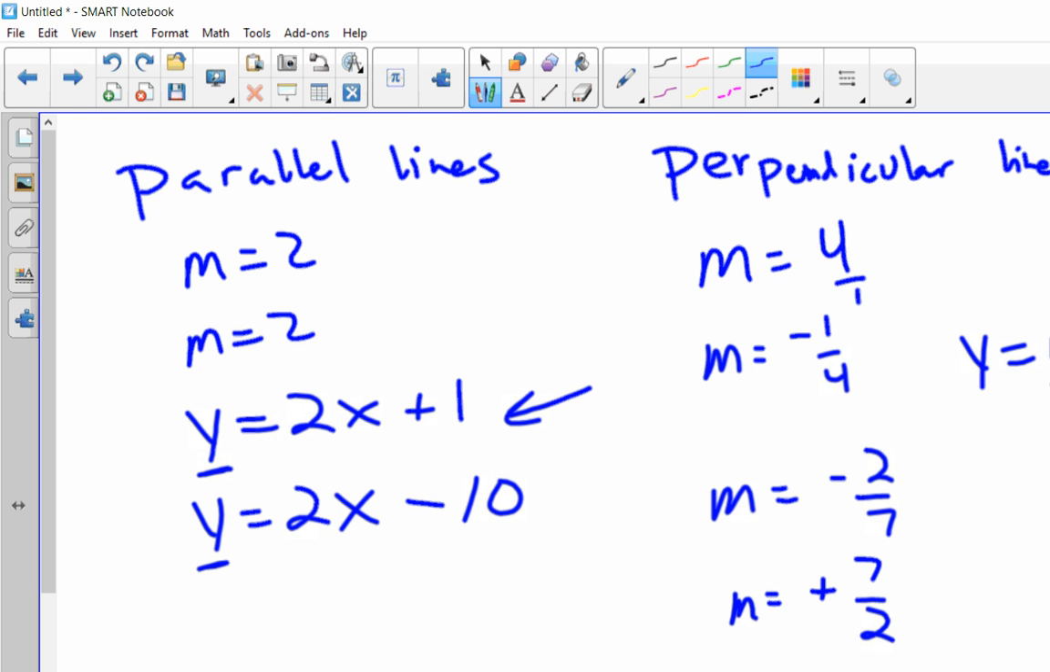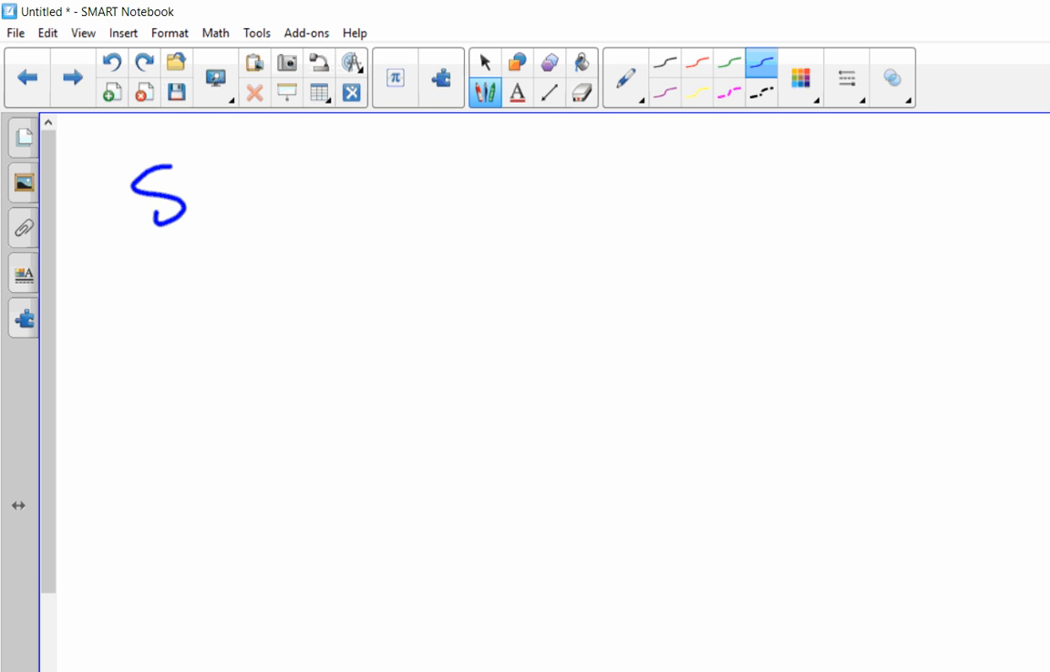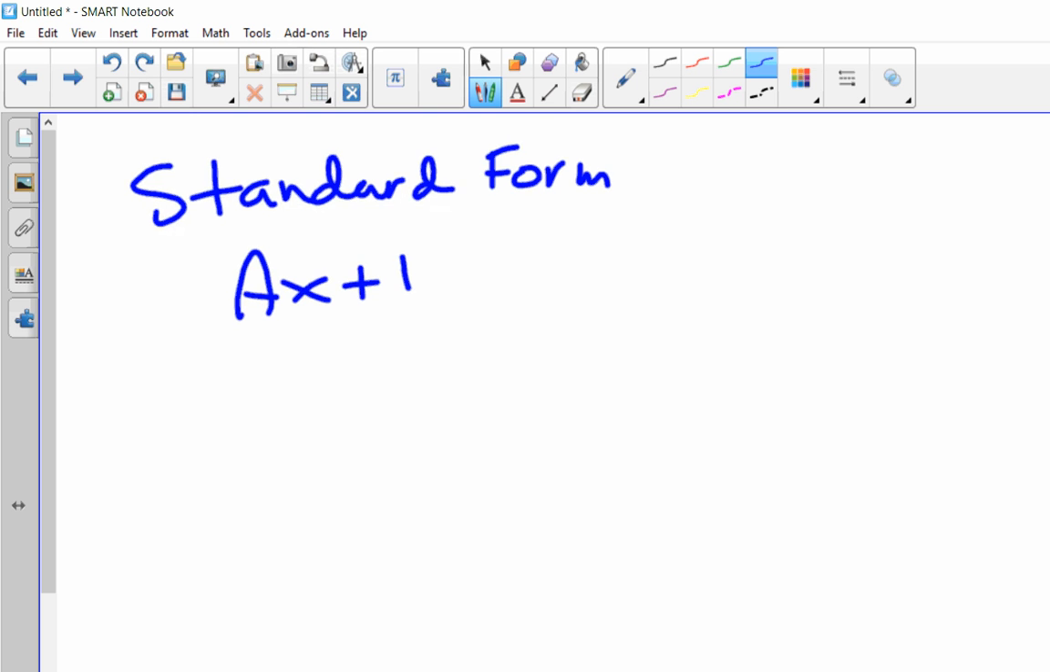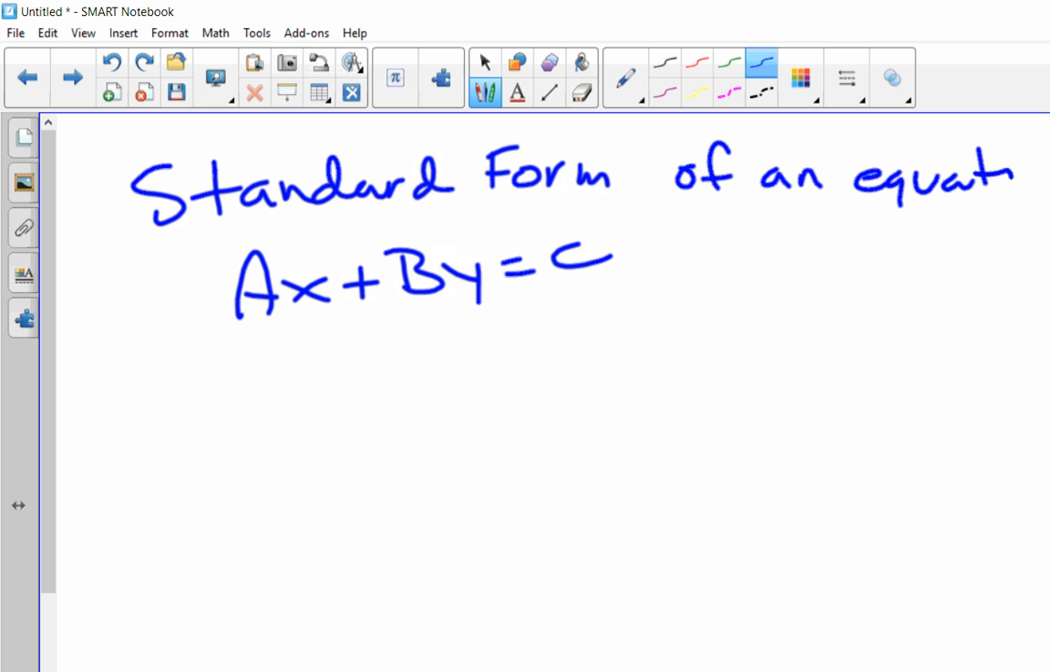Okay. All right. Last thing with lines is being able to write things in standard form. So remember, standard form is this. And in math, we get lots of things of standard forms for lots of different things. So this is the standard form of an equation of a line.